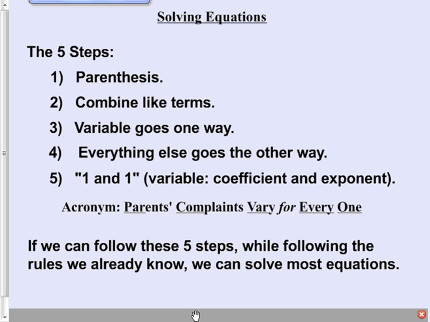If you can follow these 5 steps while not breaking any of the other basic rules that go along with algebraic terms, then we can solve most equations. Now, what other basic rules am I talking about? I'm talking about when you can or cannot combine like terms, having the same variable with the same exponent before you try to add or subtract them together. I'm talking about knowing that a negative times a negative is a positive, or that if you're adding 2 terms that have different signs, you're supposed to subtract the numbers and keep the larger sign.